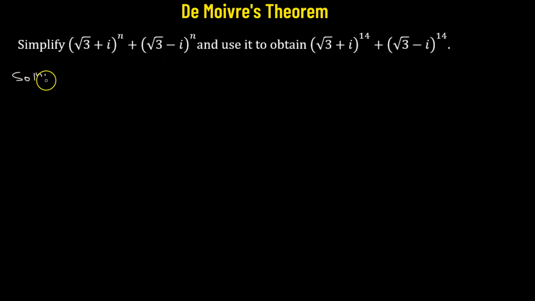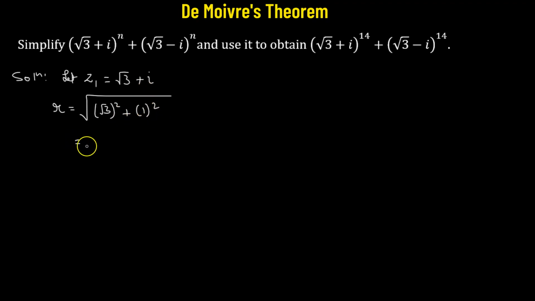Let's begin by supposing that we have the complex number z1, represented by square root of 3 plus iota. Now r will be given by, underneath the square root, we take the real part and square it, and add it to the imaginary part squared. So this is going to give us a value 2. So that means our r value is 2.